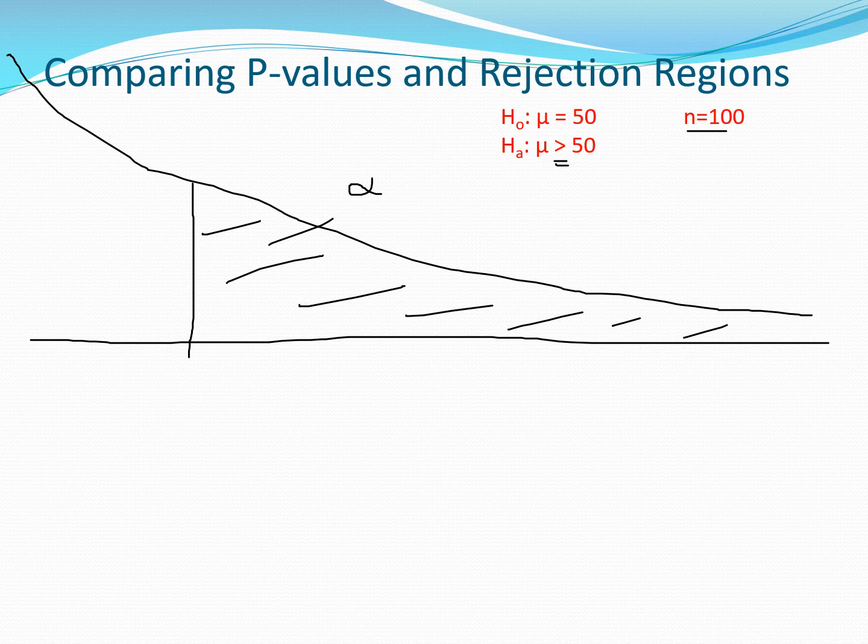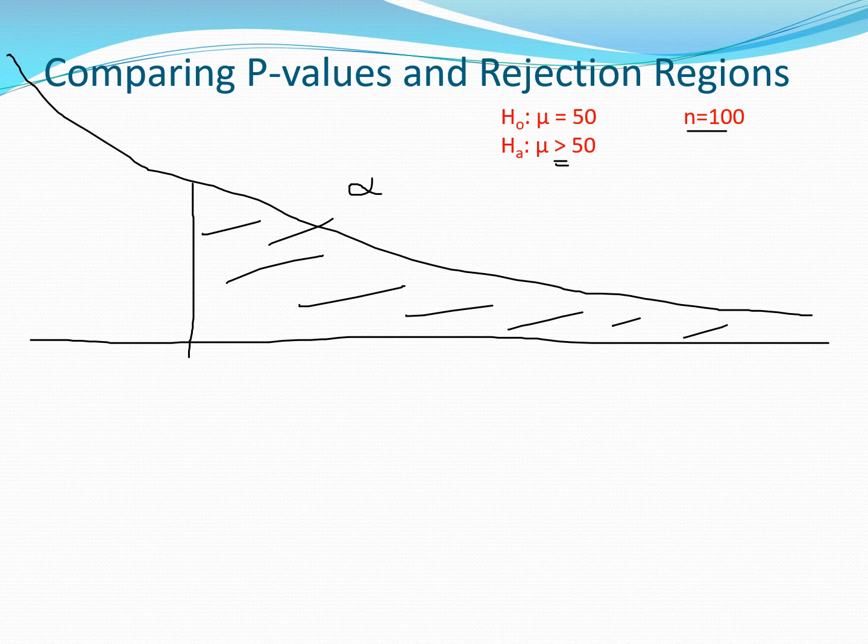And I should mention here that the ideas I'm going to talk about on this slide are true regardless of which direction you're looking at. Obviously, I'm looking at a greater than example, but the same concepts and principles would hold true for the less than and also a not equal to test. It works for large and small samples. It works for means and proportions. These are just some general ideas about p-values and rejection regions that always apply.